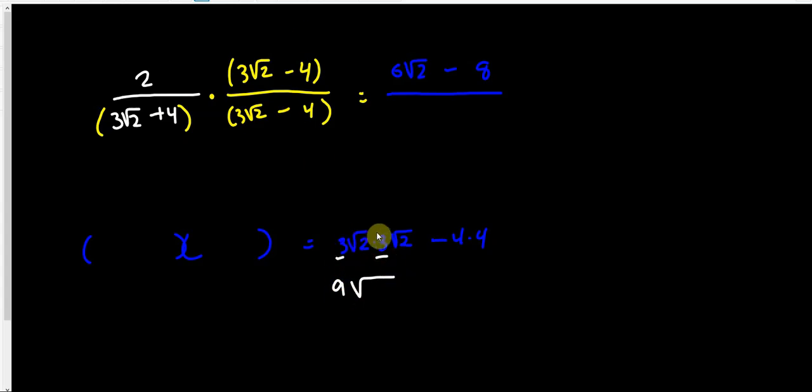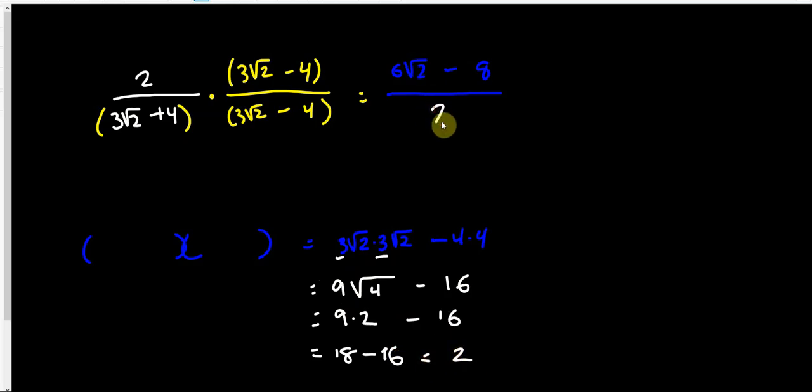And square root of 2 times square root of 2 is going to give me square root of 4. 4 times 4 is 16. Square root of 4 is 2. So 9 times 2 minus 16. And that would be 18 minus 16, which is 2. So we just get a 2 on the bottom.